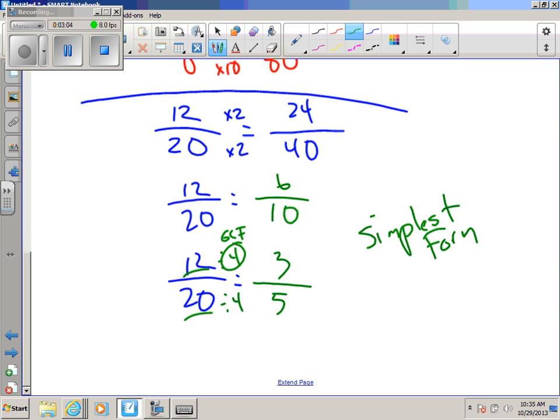Now, I don't expect that for each of these problems that you need to put in simplest form that you're going to set up factor trees for 12 and 20 and go through that whole process of finding the GCF before you simplify. But just understand that that's the process that is used, and that's why we just spent a lesson on GCF leading in to equivalent fractions. Okay?